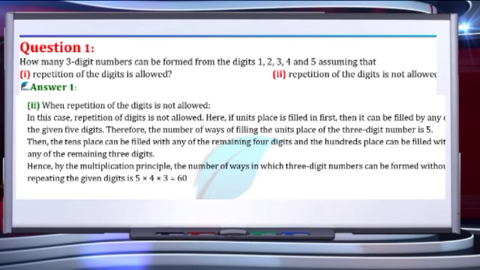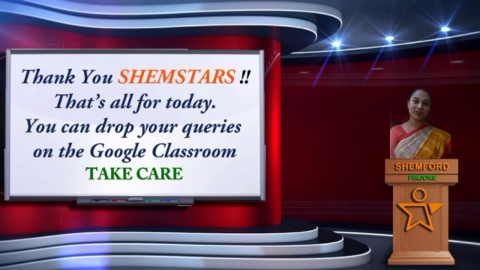Next, for the second case, when the repetition of digits is not allowed. For the first place, we have all the 5 digits, that is any of the 5 digits can come, so 5 ways are there. Next, for the second place, since one digit has already come at the first place, only 4 will be left. Similarly, for the third place, only 3 will be left because repetition is not allowed. So hence the total ways for the 3-digit number will be 5 into 4 into 3, that is 60.